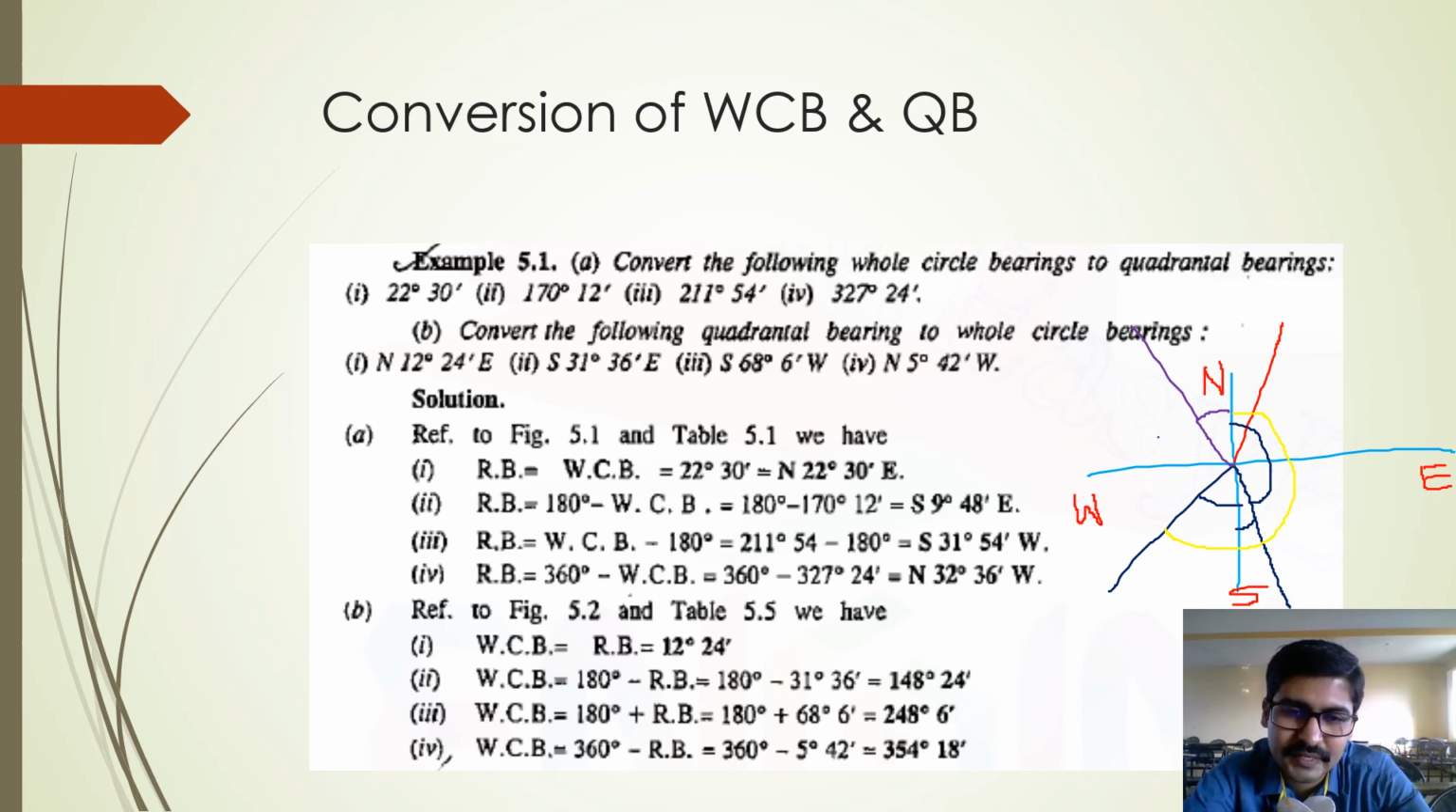So the second one, south 31 degree 36 minutes east. Look at this, southeast, right? So this is in the second quadrant, so definitely it should be 180 minus this angle, that will give you the angle with respect to north. That is the reason 180 minus 31 degree 36 minutes, so that is 148 degree 24 minutes. So that is how the quadrantal bearing system is converted into whole circle bearing system.